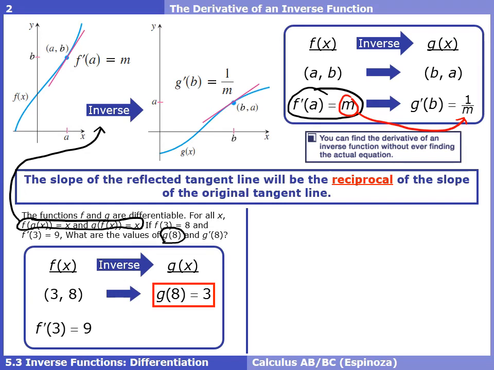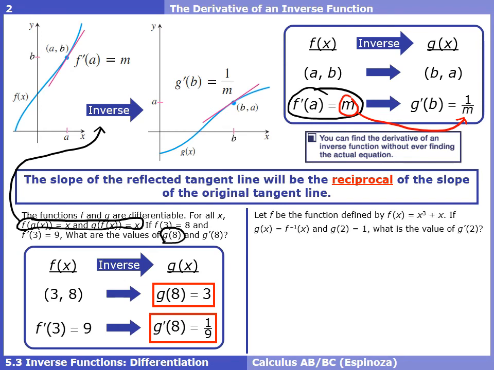To find g prime of 8, we're going to have to use the second piece of info they give us. They tell us that f prime of 3 is equal to 9. If we want to find g prime of 8, then that's just going to be the reciprocal of that slope, and that slope is 9. So 9 becomes 1 over 9.